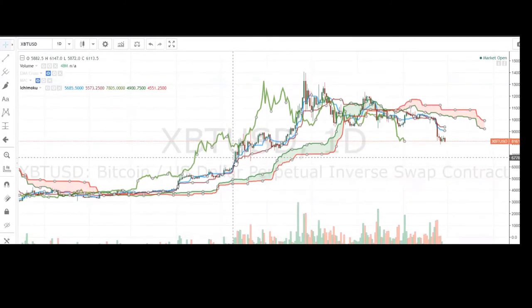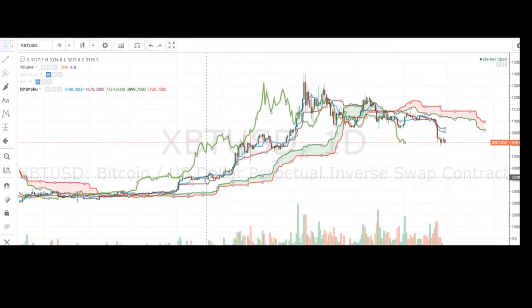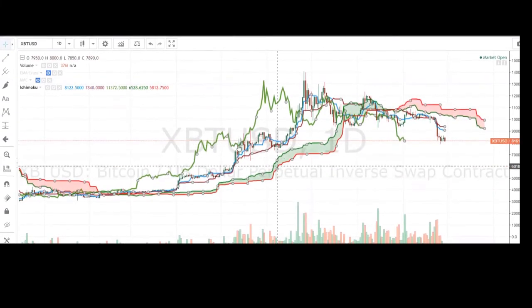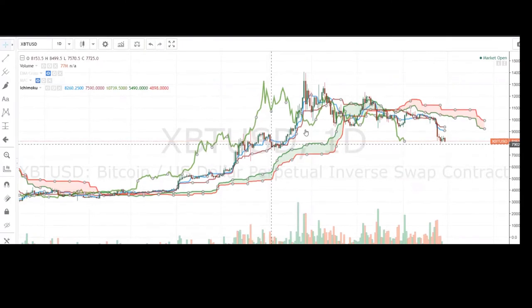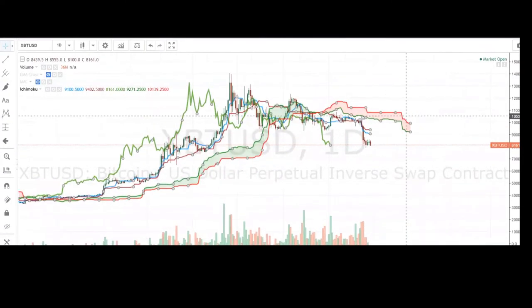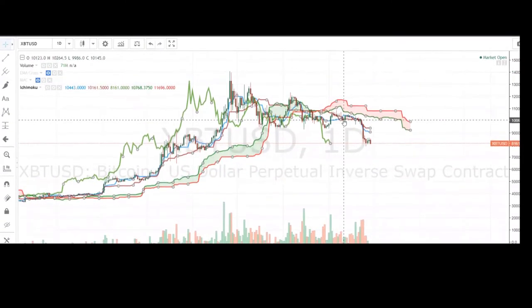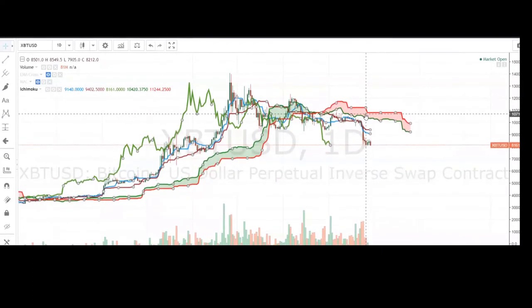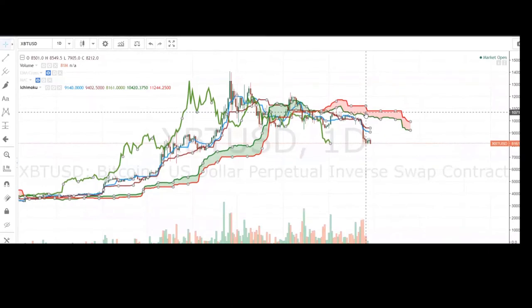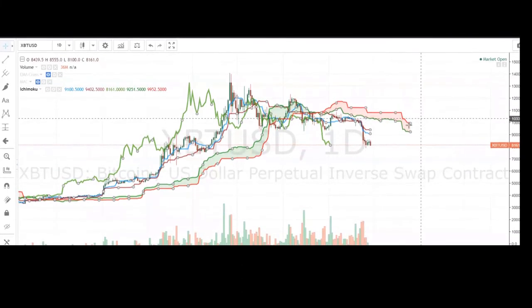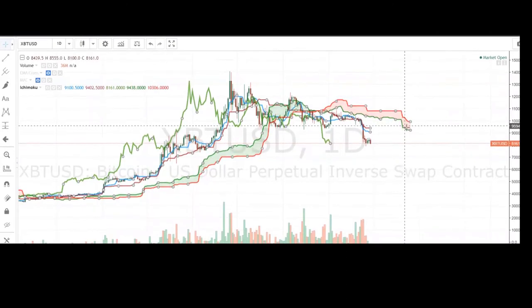Like I explained earlier, whenever the candlestick is above the cloud, it indicates the bull market, and when the candlestick is below, it is the bear market. As you can see right now, this is the candlestick of Bitcoin. The candlestick is below the cloud right now, which indicates we are in the bear market at the moment. That is what the cloud is indicating, which means Bitcoin is still going to go down further, according to what we're seeing here, right? Okay.